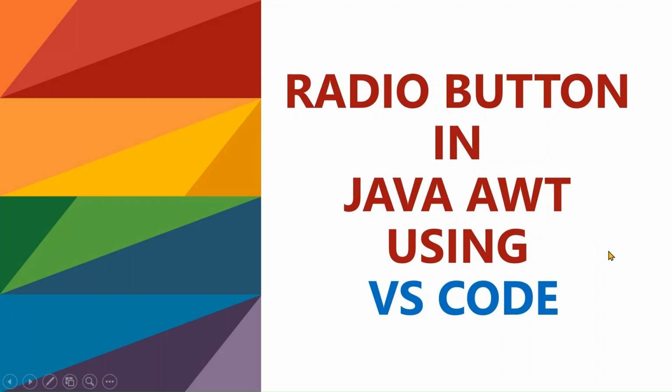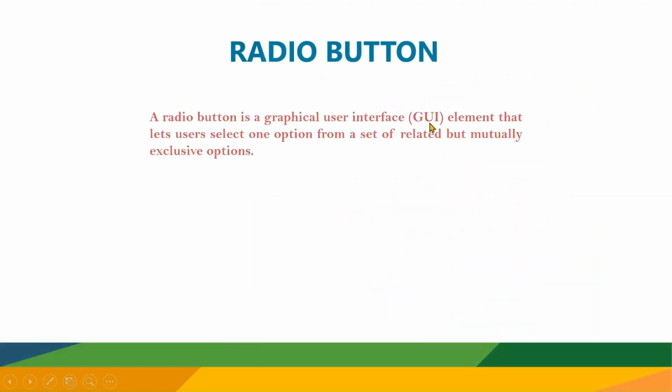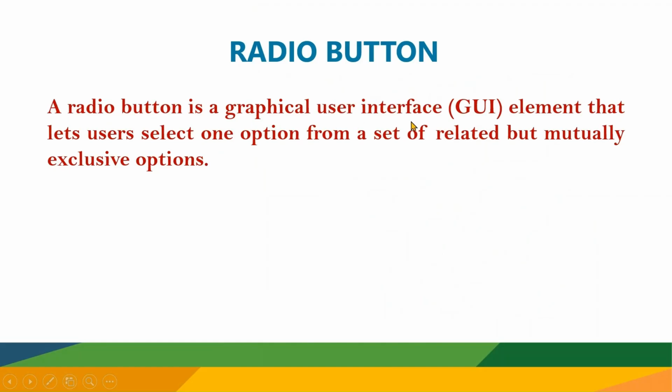Today I'll teach you how to create a radio button in Java AWT using Visual Studio Code environment. So what is a radio button? A radio button is a graphical user interface element that lets users select one option from a set of related but mutually exclusive options. So you have a set of options, and in that you can select only one option. If one is selected, the other options will be getting deselected.